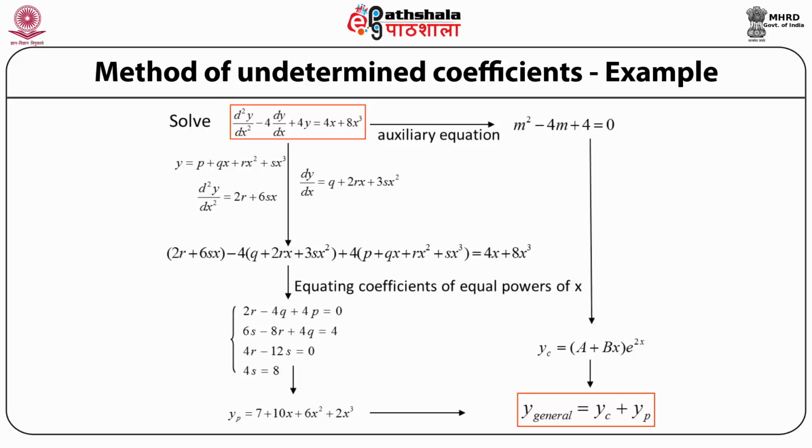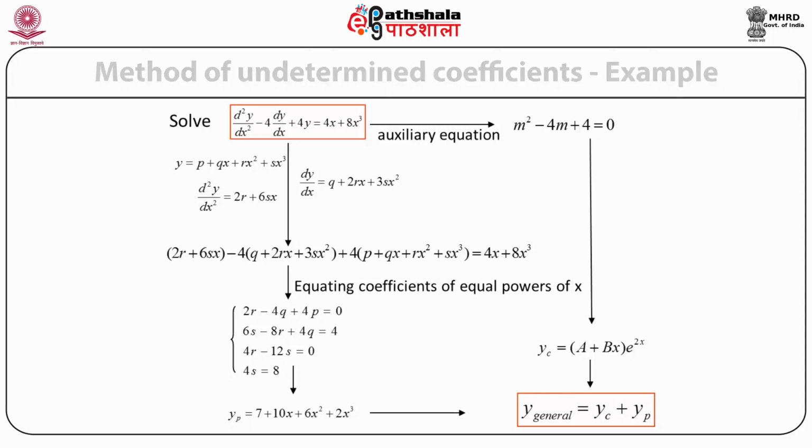You can see 2 of the equations will be equated to 0 because there is no x squared term and there is no constant term. And there is an x term and an x cubed term, that will be equated to the constants 4 and 8. So when you solve it, you find the particular integral is 7 plus 10x plus 6x squared plus 2x cubed. Now what is going to be the complete solution? The complete solution is going to be the complementary function plus the particular integral.